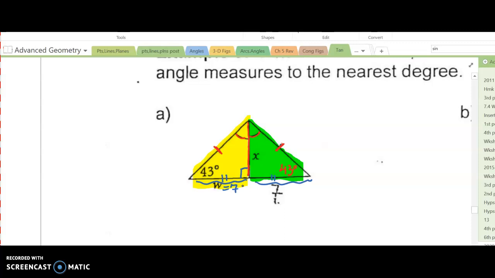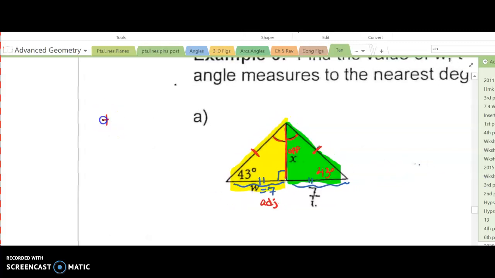Then, let's see, we're looking for X. Let's look at this yellow triangle here. X would be called the opposite side and 7 would be called the adjacent side. So tangent of the angle A equals opposite over adjacent. So that would be tangent of 43 degrees equals X over 7. Okay, so then I'm going to go to my calculator and I'm going to say, calculator, look up 43 degrees in the table that you have memorized.